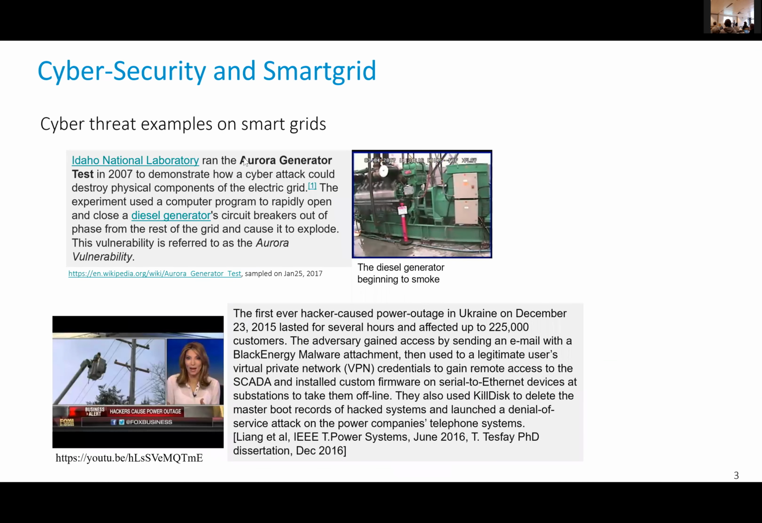Cybersecurity is a very important part of the threats on energy systems, the electrical grid in particular. There are many known cases. The first publicly known large-scale attack done using a cyber attack on the control system of a big diesel generator is pointed out here, and that caused the generator to physically fail.